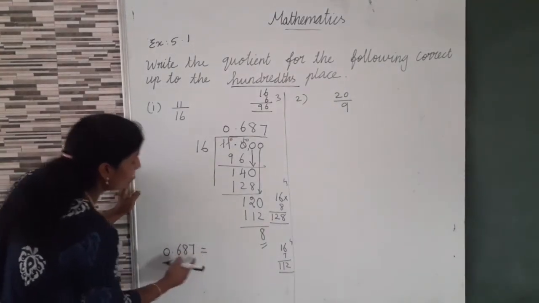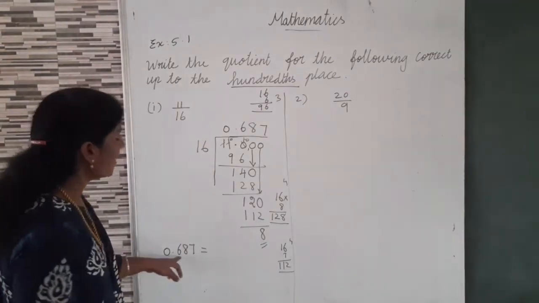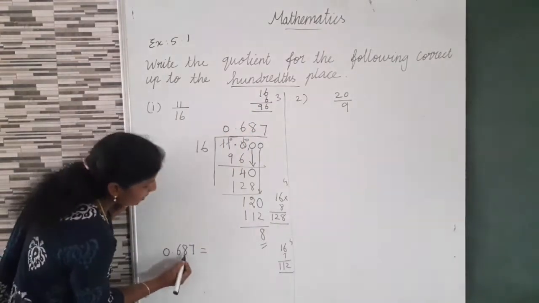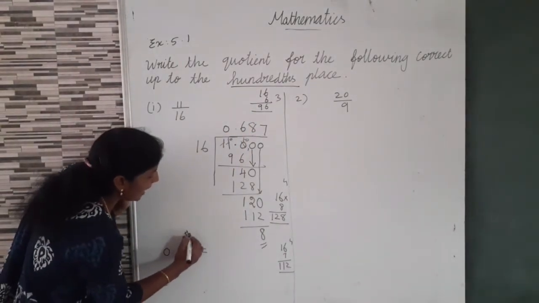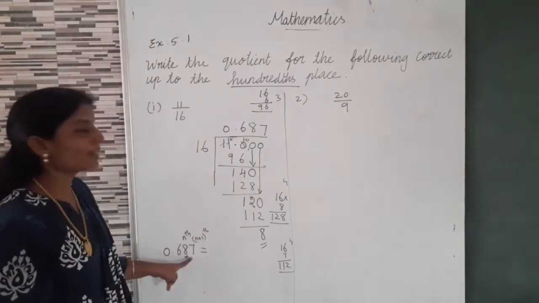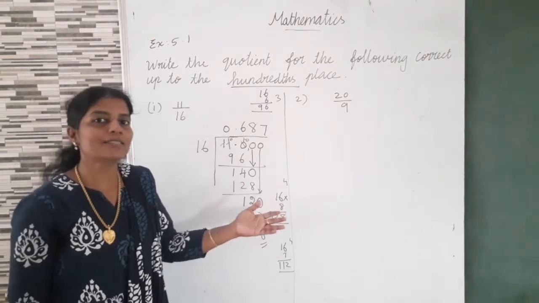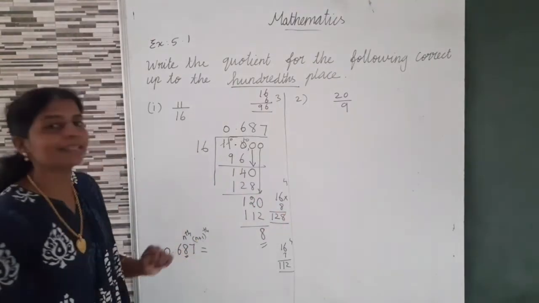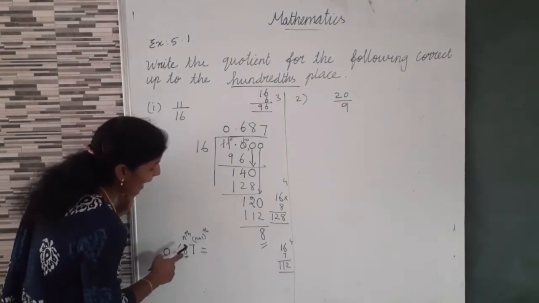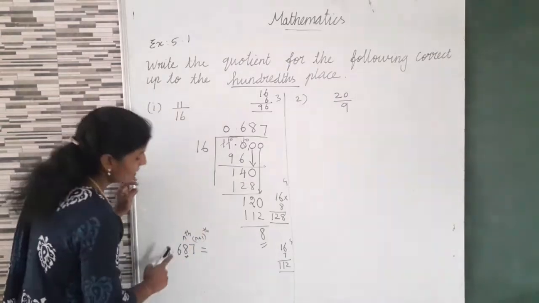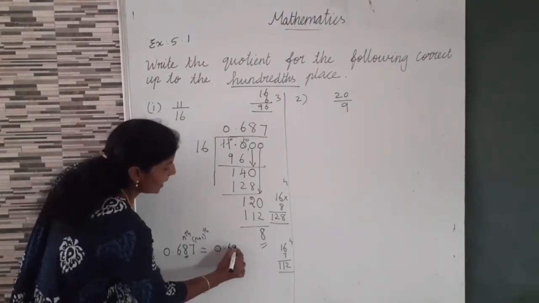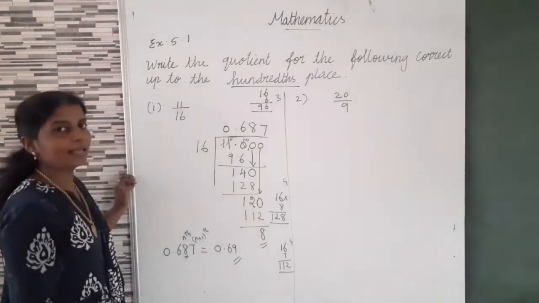0.687. Now we round this number. What is the rounded value of 0.687? We need up to the 100th place, so the 100th place is the nth term and this is the n plus 1th term. Now if the n plus 1th term is 5 or more than 5, we add 1 in the nth term. Here 7 is more than 5, so we add 1 in the nth term. So 0.69 is the answer. Clear?